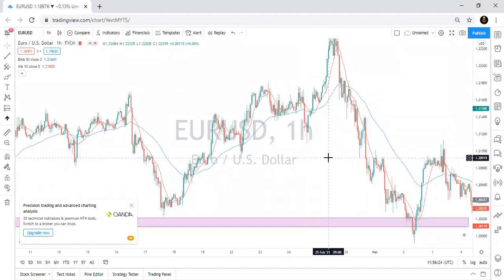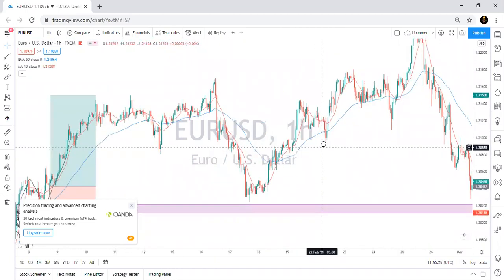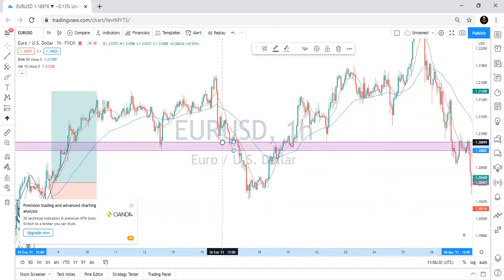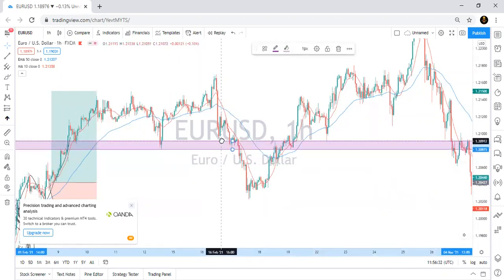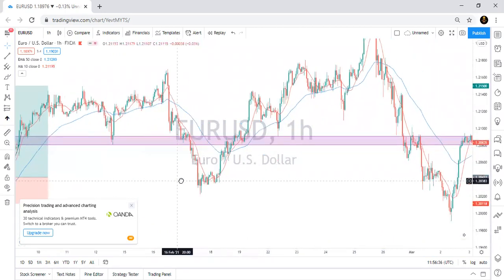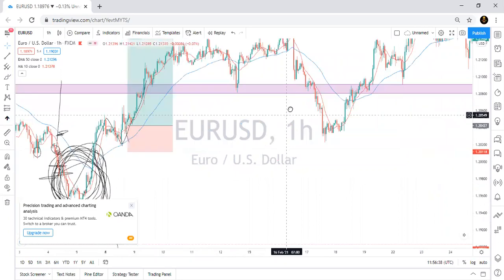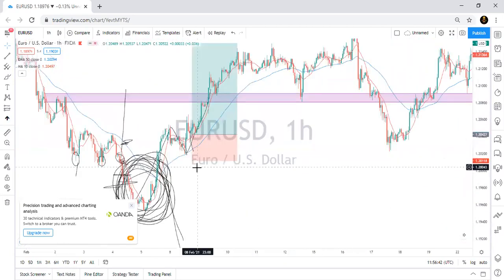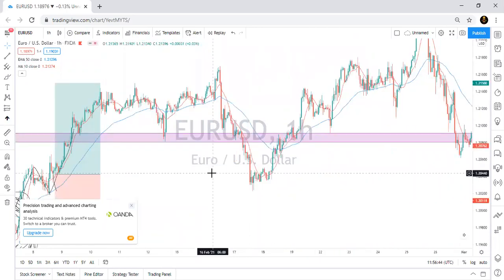Let's take another example. You see, there's a lot of examples even here. Even here, this was a support area. Can you guys see the same market will always repeat the same story? Look, the same way it did here, the same way it did here is the same way it came to repeat here.